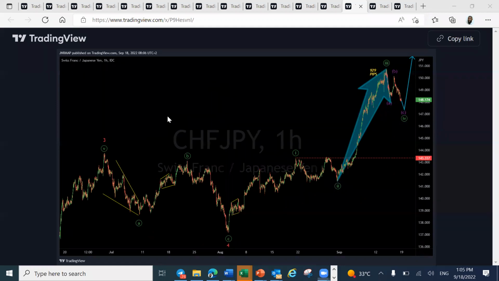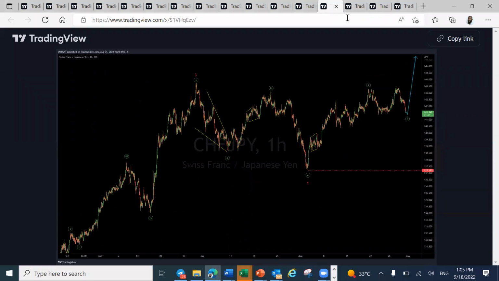All right, so that is what we had there. Very nice one here. Before, as you can see, we were looking for wave 5 and it played out inch perfect. Textbook stuff there.